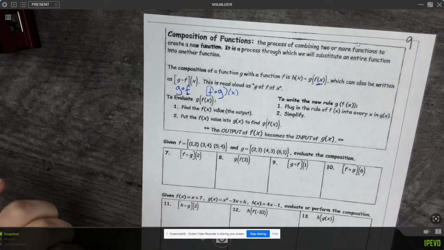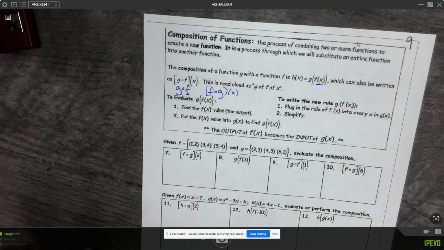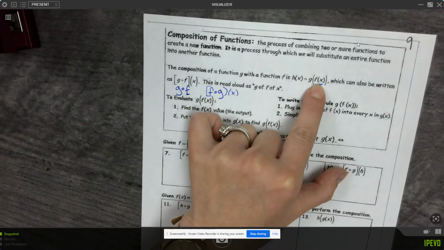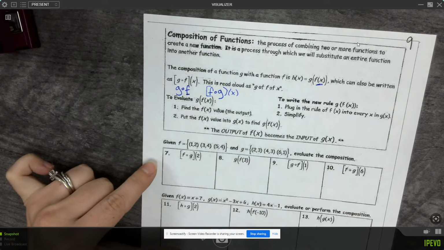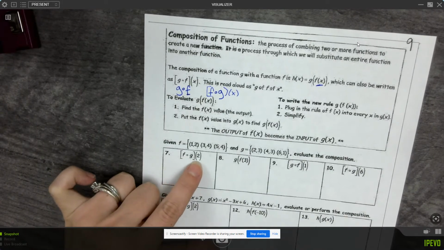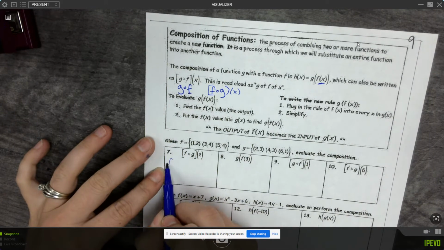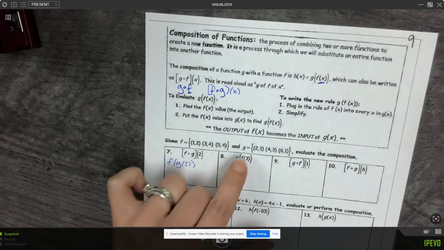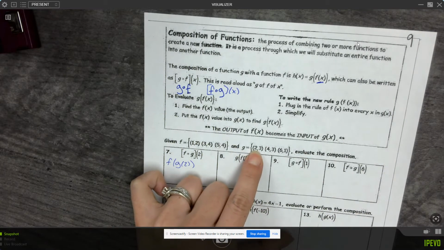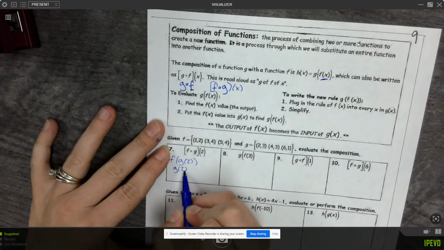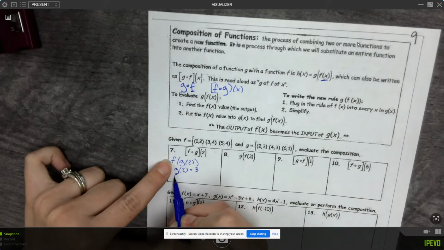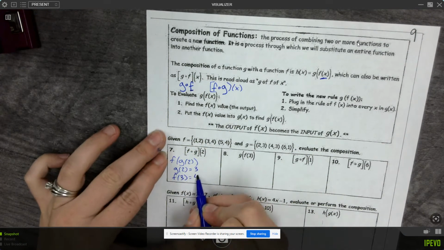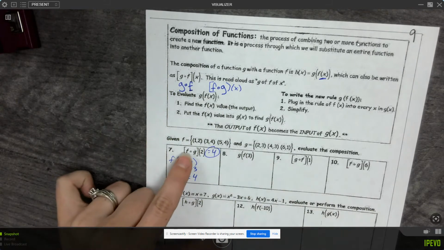What's important is you knowing which one you're starting with. And like I said, it's the second function in the problem. This one is second, I'm going to start with f. This one is second, I'm going to start with f. So in 7, 8, 9, and 10, we're going to have to do f of g of 2. So I'm going to start with g of 2. So I'm going to look at g. G of 2 is 3. So now I'm going to take f of 3. F of 3 is 4. So f of g of 2 is 4.